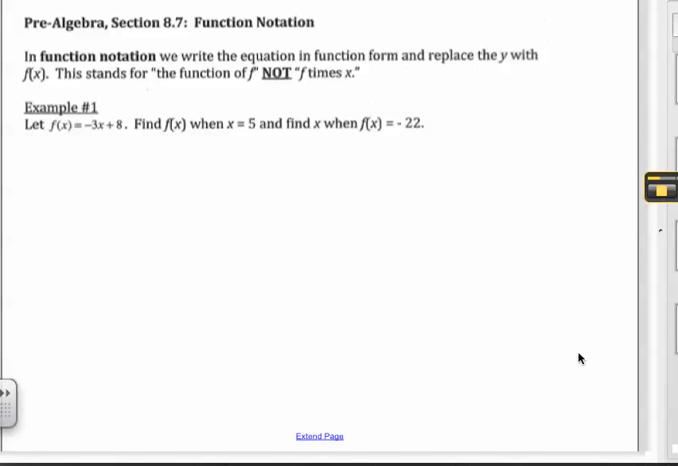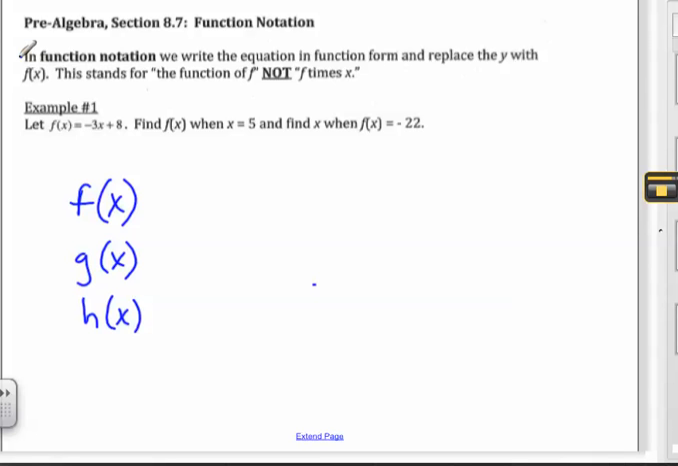Sometimes we have many functions, so we want to give them different names, all right? So the name that we might give a function is f of x, or we may even call it g of x, or h of x, because we have lots of different functions and we want to give them different names so we know which ones we're talking about. Okay?